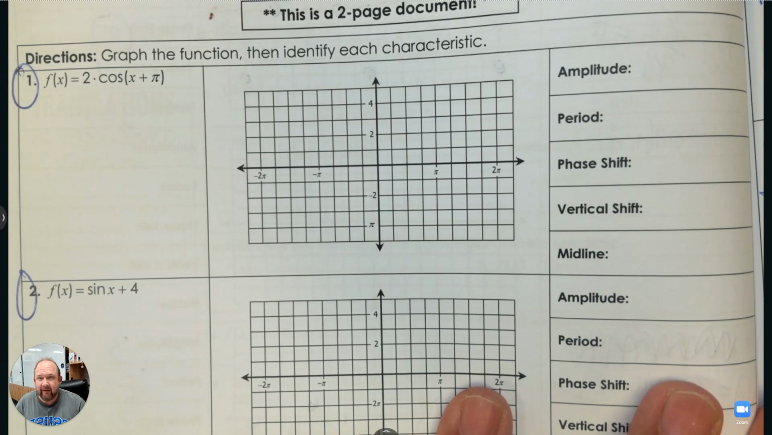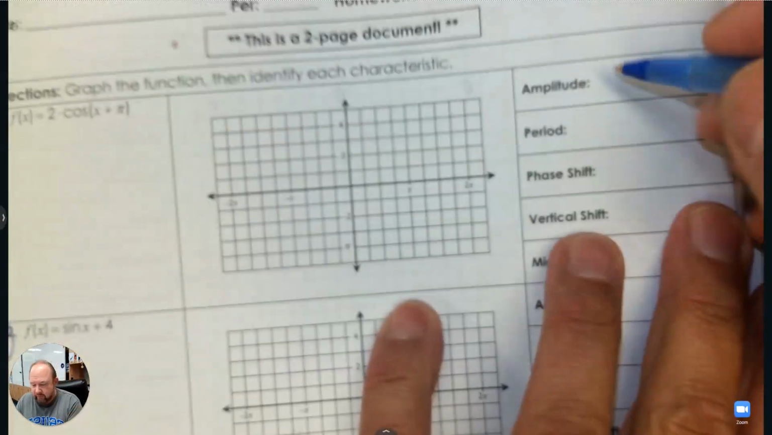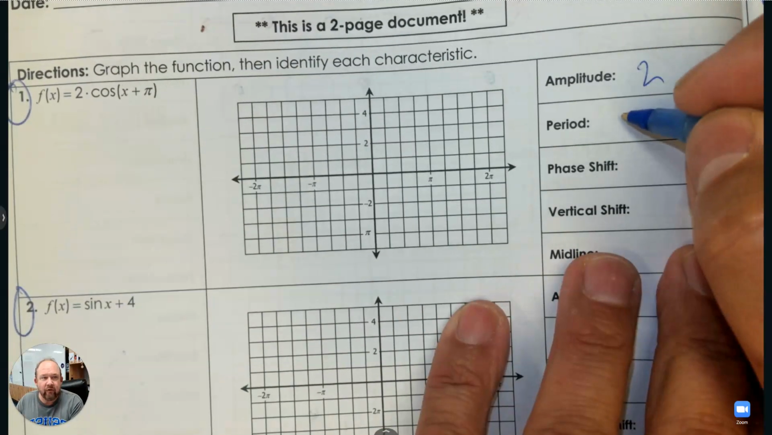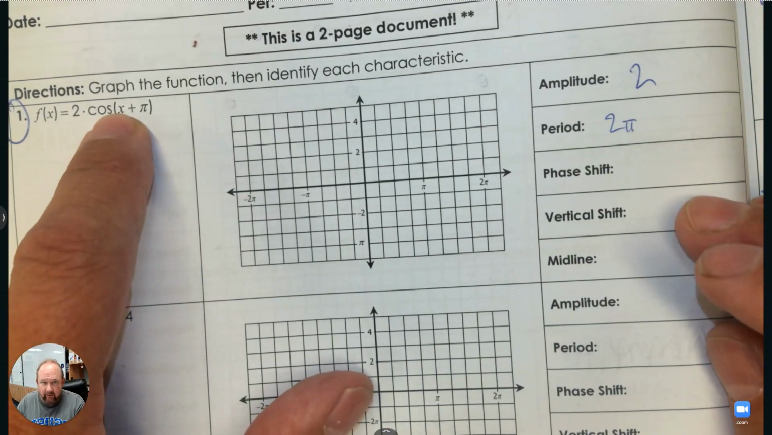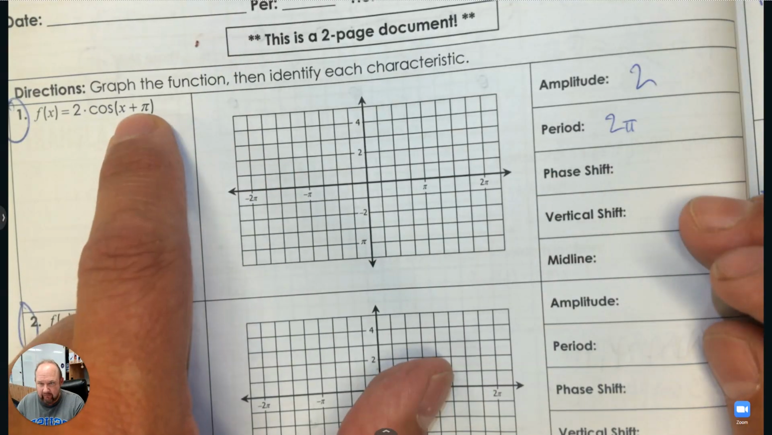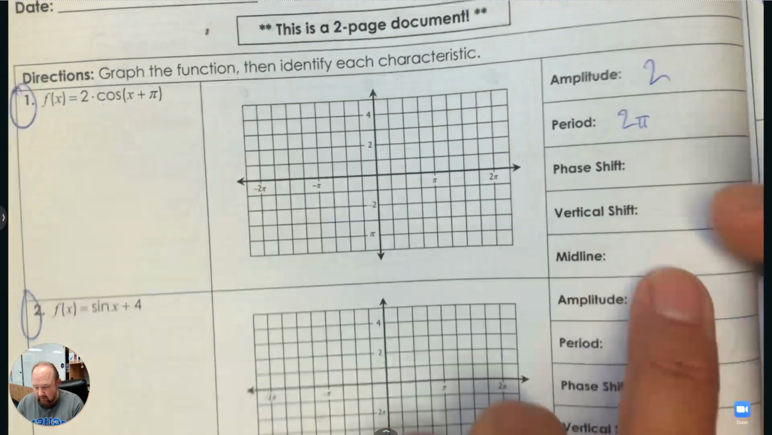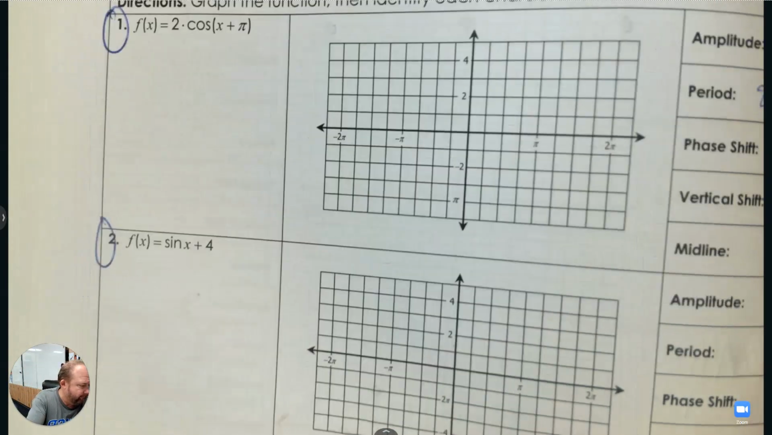All right, let's do our homework together. Number one, can we graph this and analyze it? So the 2 gives me the amplitude. The period starts with 2 pi. If the number with x is 1, so when I divide by 1, it just stays 2 pi. The phase shift is going to be negative pi divided by 1. That's negative pi.